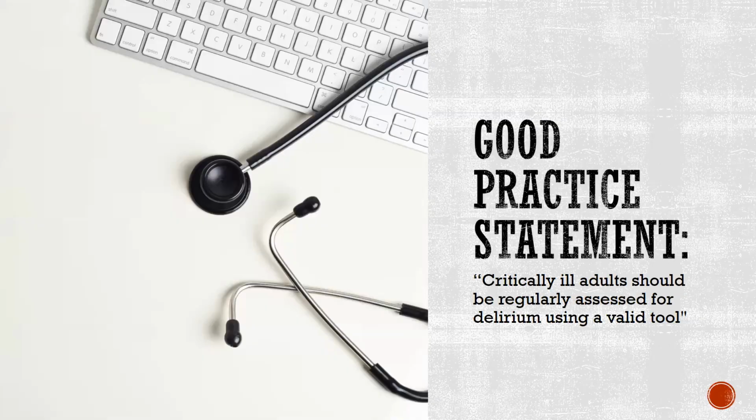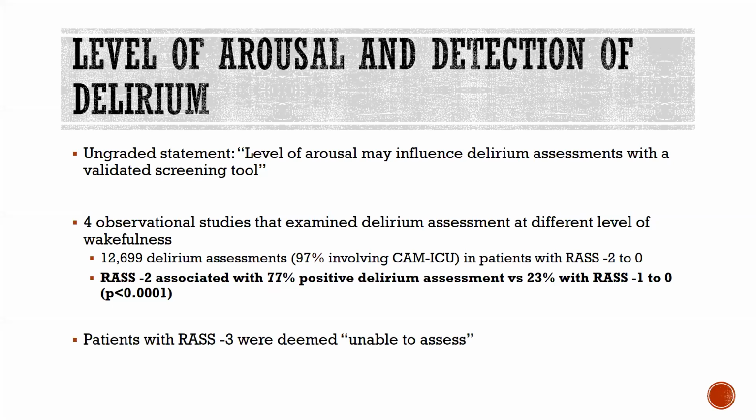So, kind of going back to our guidelines, here's a good practice statement that was put out in the 2018 guidelines. They say that critically ill adults should be assessed regularly for delirium using a valid tool. And again, this is something that should be happening kind of daily in our ICUs. It tends to be nursing driven. So just when you're rounding, make sure CAM-ICU is done at least once a day, if not once a shift.